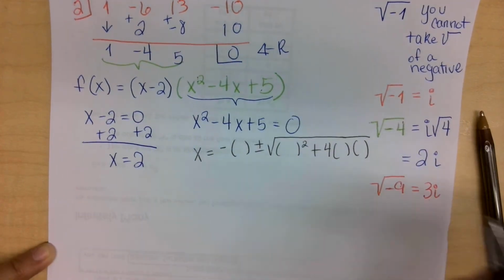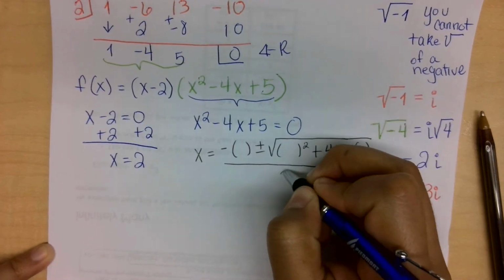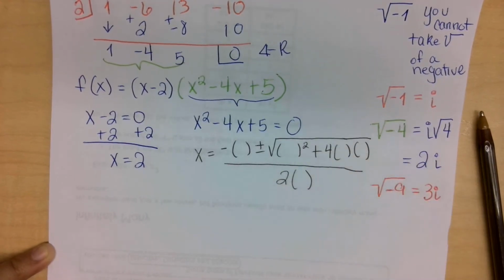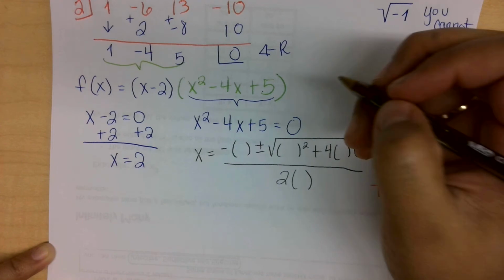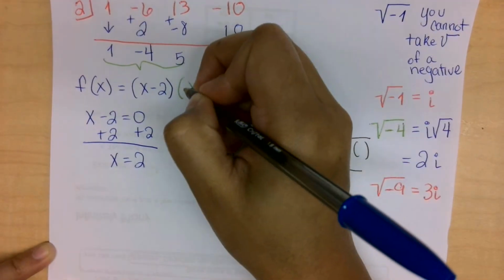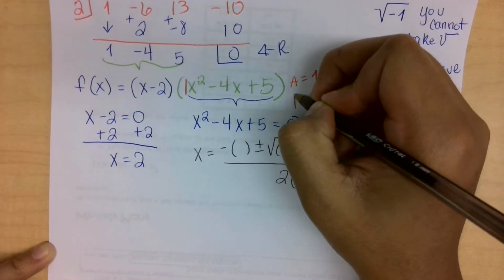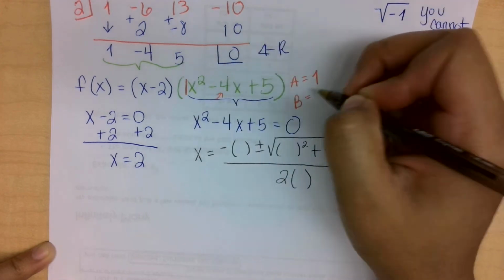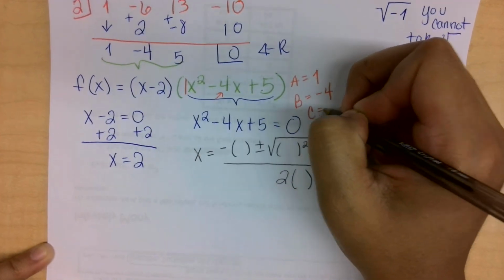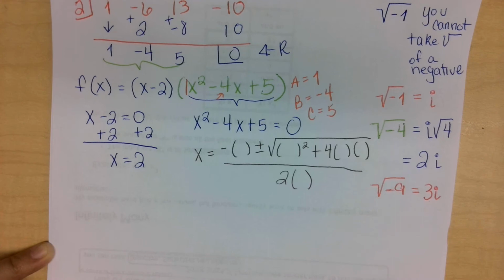That's how we do the quadratic formula, all divided by 2a. And we have to identify what my a is. My a is 1. My b is -4. And my c is positive 5. All right, so that's where I got my letters from, so I'm going to plug them in.